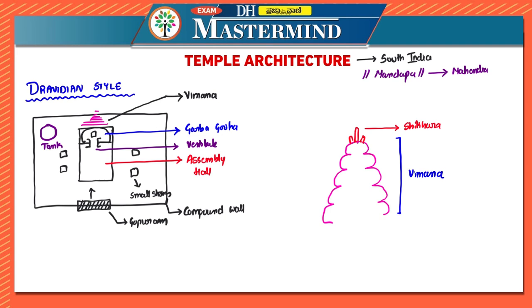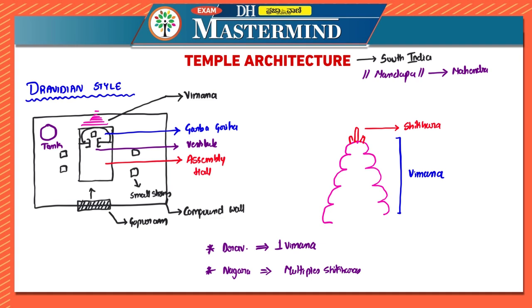Kalash in case of Nagara style of architecture. But here the most important point which we have to remember is that in case of Dravidian style, you find only one Vimana. In case of Nagara style, there are multiple Shikharas. These Shikharas are there because on the subsidiary shrines beside the temple also, you can see that there are Shikharas.